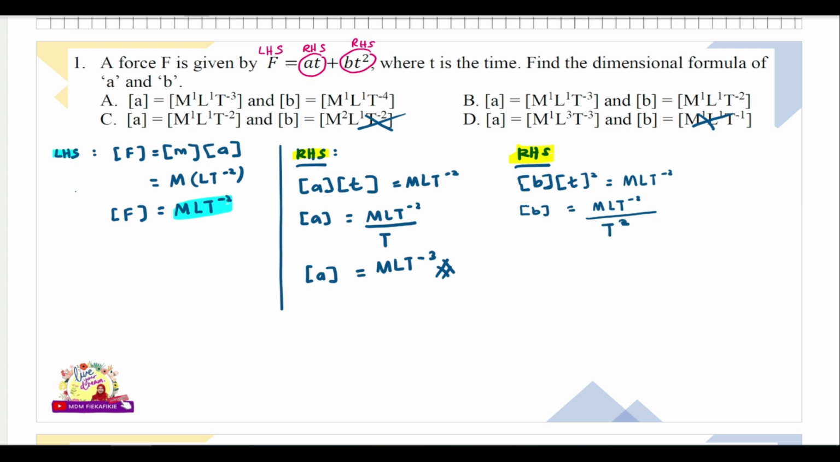Where MLT negative 2 over T squared, dimension dia adalah capital T squared. Bila kita selesaikan, dimension untuk B is equal to MLT negatif tu bawa turun bawah, so dia akan jadi MLT negative 4. So this is dimension for B. Dekat sini jawapan yang paling tepat adalah jawapan A. So, ini adalah jawapan untuk soalan nombor 1. Okay, so let's proceed to the second question.